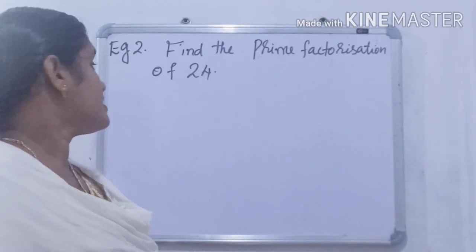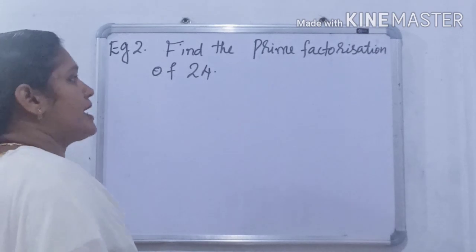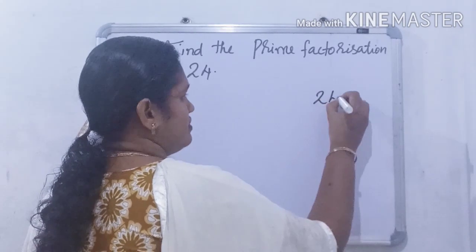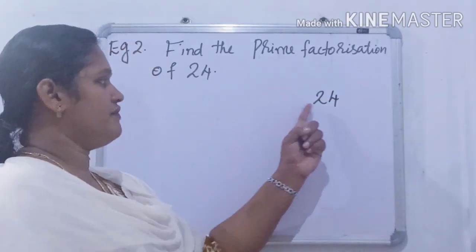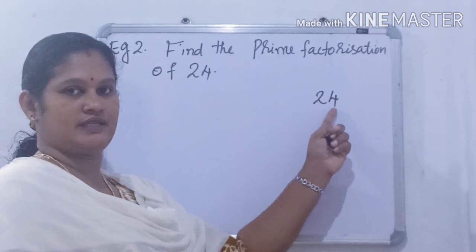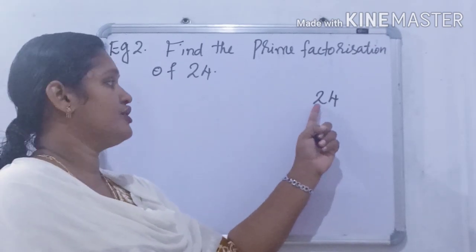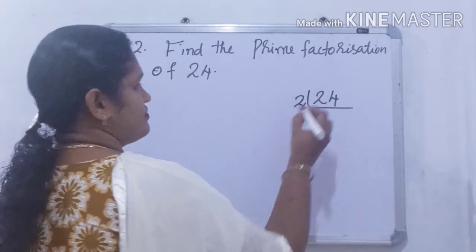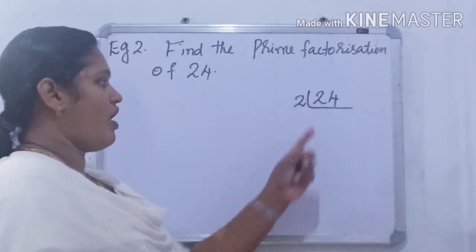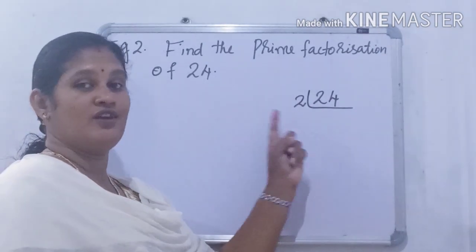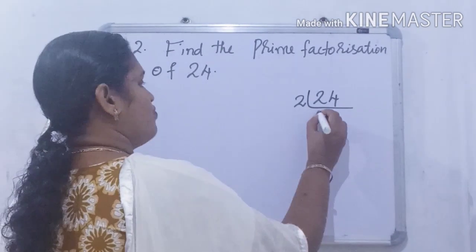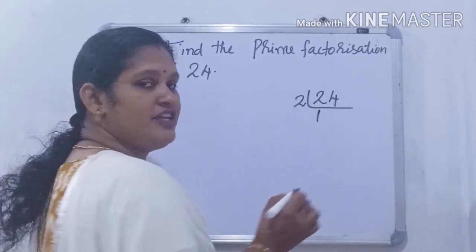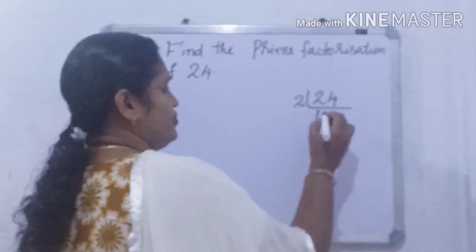Okay, next is example 2. Find the prime factorization of 24. We can write 24 like this. 24 is an even number, so it is divisible by 2. We can divide like this. In 2, how many 2's are there? Only 1. Clear? Next, in 4, how many 2's are there? 2 2's are 4.